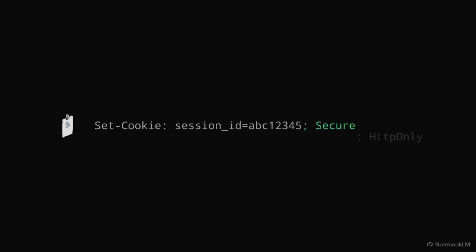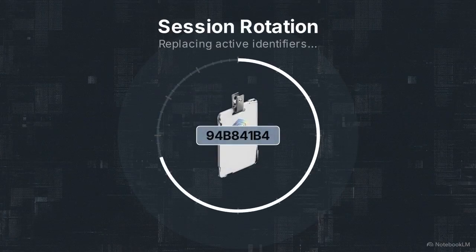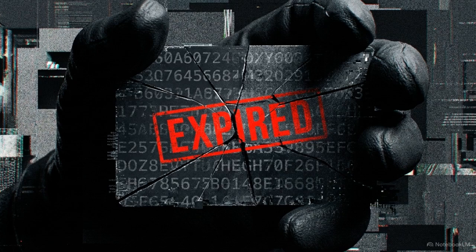Developers also use HTTP-only and secure flags. These are code-level rules that strictly forbid JavaScript from reading your cookies, which effectively kills most XSS attacks. Finally, systems use session rotation. The server constantly issues a new ID badge every few minutes, causing any stolen tokens to expire before a hacker can use them.